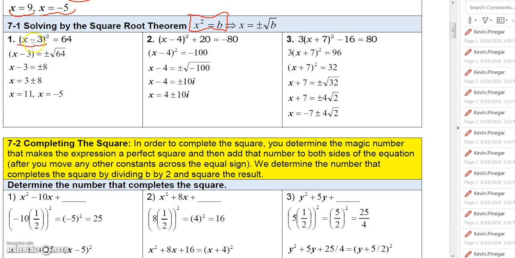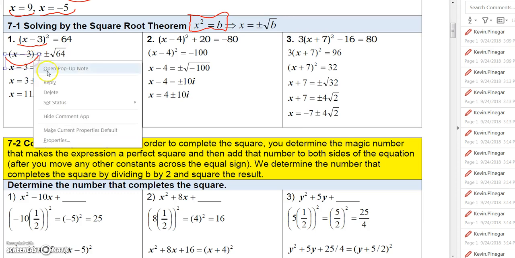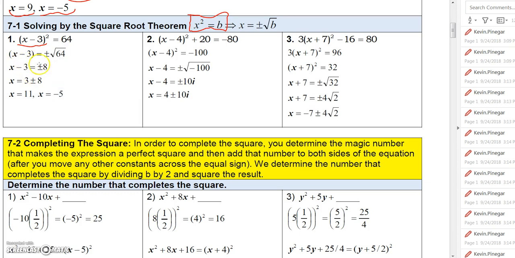So here I have x minus 3 quantity squared equals 64. And then when you apply the square root theorem, that tells me that x minus 3 is equal to plus or minus the square root of 64. That's just applying the square root theorem. And then the square root of 64 is 8, so we have x minus 3 is equal to plus or minus 8. And then if you add 3 to both sides, you get x equals 3 plus or minus 8. And 3 plus 8 would be 11, and 3 minus 8 would be negative 5. So there's your two solutions there.